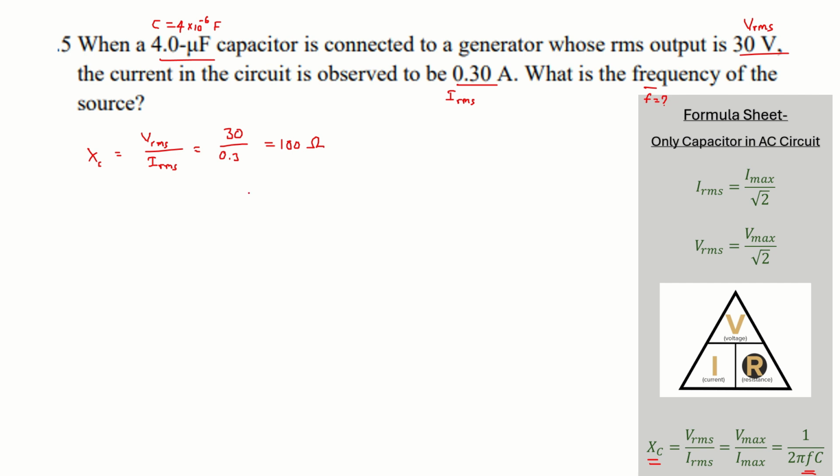After that, we will use the full formula for Xc, that is Xc equals 1 by 2 pi f C. Because we have to find the frequency, we can rewrite this formula as f equals 1 by 2 pi times Xc multiplied by the capacitance. So 1 by 2 pi times the Xc value, which we just got as 100, and the given capacitance is 4 times 10 to the power of minus 6. Use the calculator.